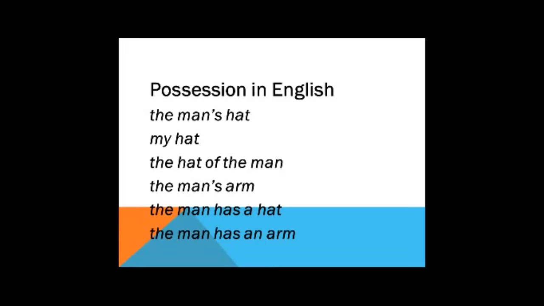Just to set the context, some examples of possession in English: the man's hat, my hat, the hat of the man's arm, the man has a hat, the man has an arm, thankfully. So there's different ways you can express possession. You can have a phrase with two nouns where one is representing the possessor and the other is representing the possessee, as in the man's hat. You can have a possessive term based on a personal pronoun, so my, which is based on I, so my hat.